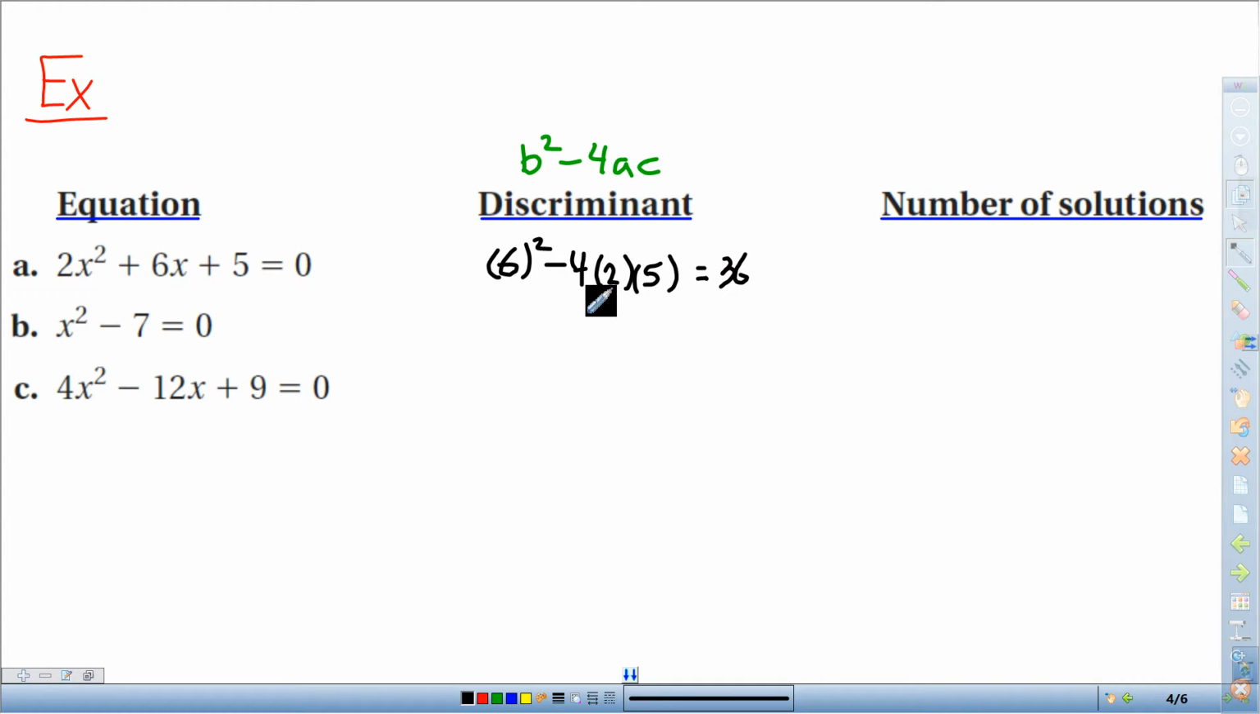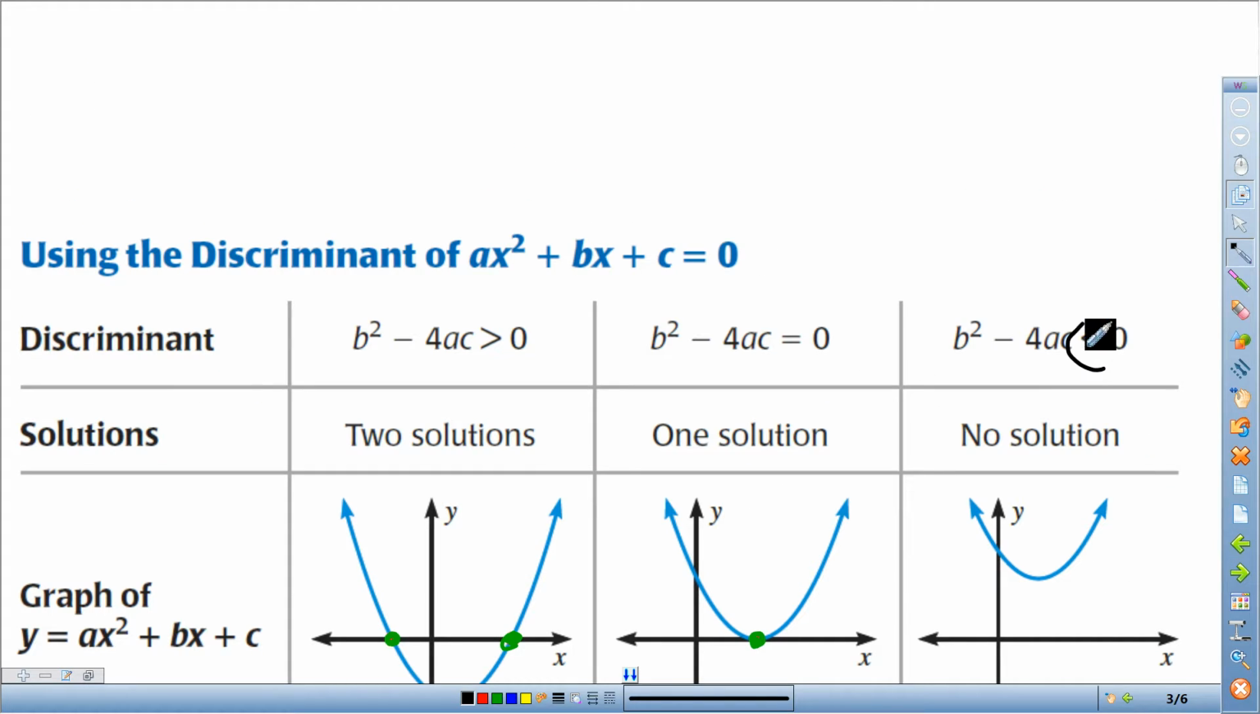Negative 4 times 2 is -8. -8 times 5 gives me -40. All right, so it looks like my discriminant, I'm getting 36 minus 40, -4. Okay, so the question is, if my discriminant is -4, how many solutions does that mean I have? Well, since this number is less than 0, I know that means we have no solutions.